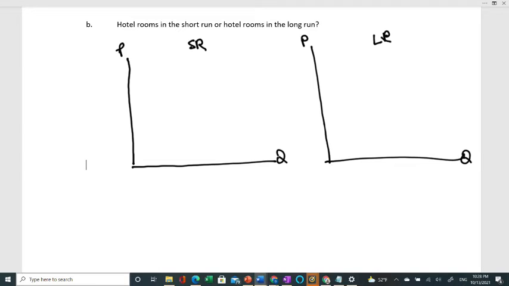And in the short run, again, we're limited to a number of rooms. It's not easy to increase the number of rooms. We cannot add a new building. We cannot add new rooms. So demand for hotel rooms in the short run will be inelastic. I'm going to add the supply curve.